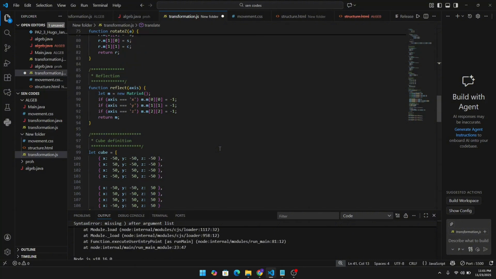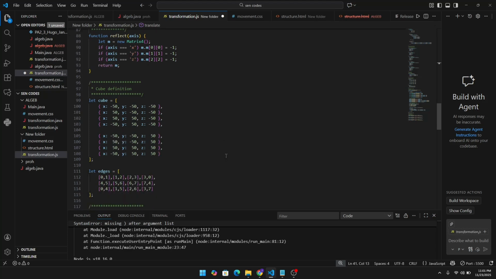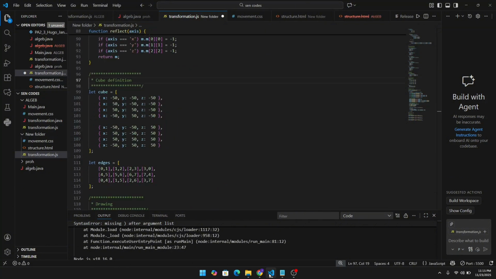Now, the next part is building the final matrix inside the draw function. Cube definitions: the cube is made out of 8 3D points that represent its corners. I store these points in a list, and then I have another list called edges, which tells the program which corners to connect to form the wireframe cube.